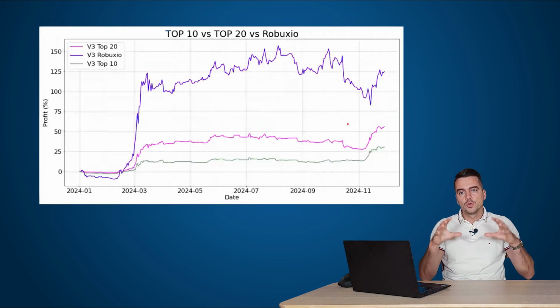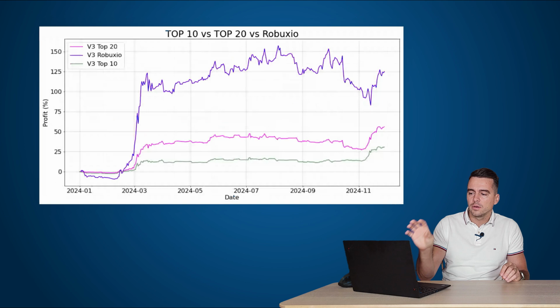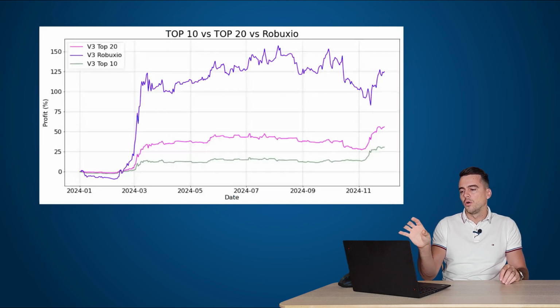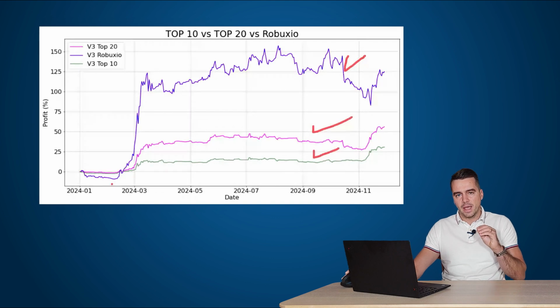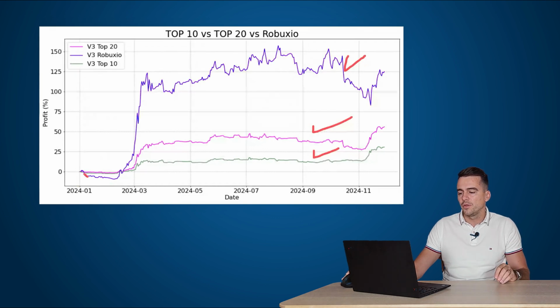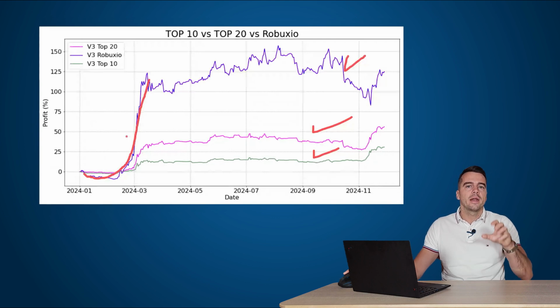But now, let's zoom out a bit, because now you can see the portfolio of top 50, our Robuxio portfolio, the blue line, versus top 20 versus top 10. And because at the start of 2024 there was pretty high momentum in the market, this portfolio with top 50 coins, the one we are trading, made much more compared to the smaller universes. Again, because we are taking advantage of the momentum of these smaller coins.